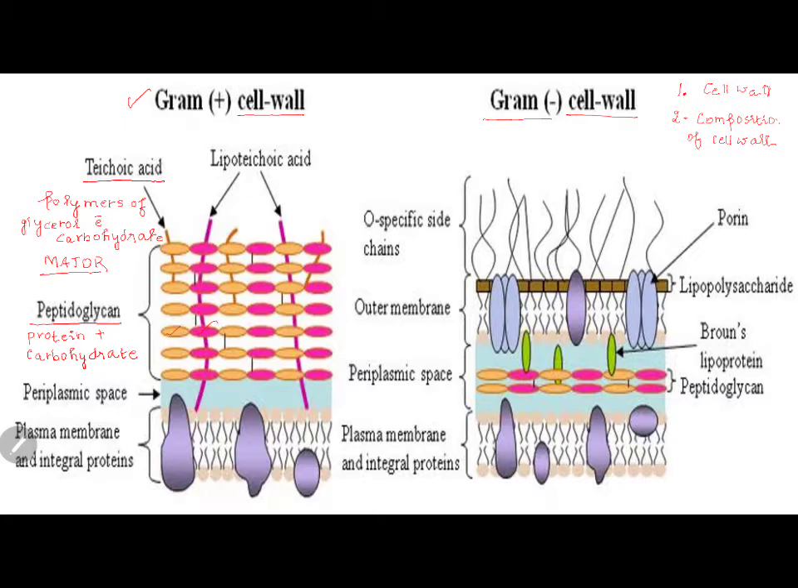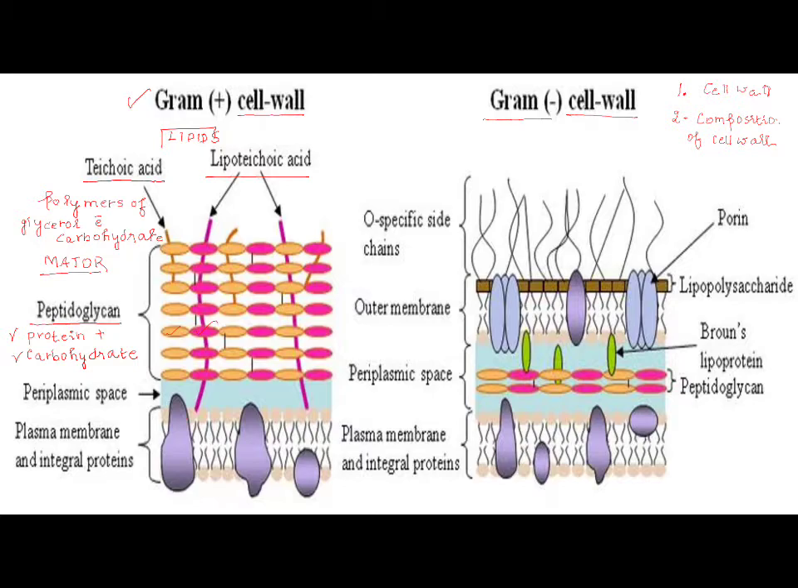So what is the dominant portion here? Protein and carbohydrate when compared to teichoic acid and lipoteichoic acid. My point is these two are lipids by composition. So if I say which part is more in gram positive cell wall, you will say peptidoglycan is more than lipid component. What is peptidoglycan? Protein and carbohydrate.